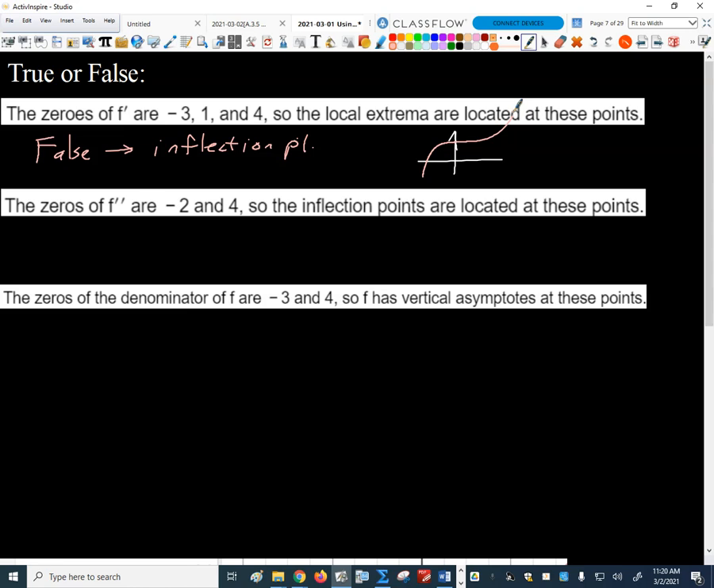True or false? In other words, that's just a sneaky way of asking you, are the zeros of the second derivative always inflection points? Okay, so I'm getting lots of false here. What's an example of a function where we saw that? Can everybody give me an example of a simple function where we could have zeros of the second derivative that are not inflection points?